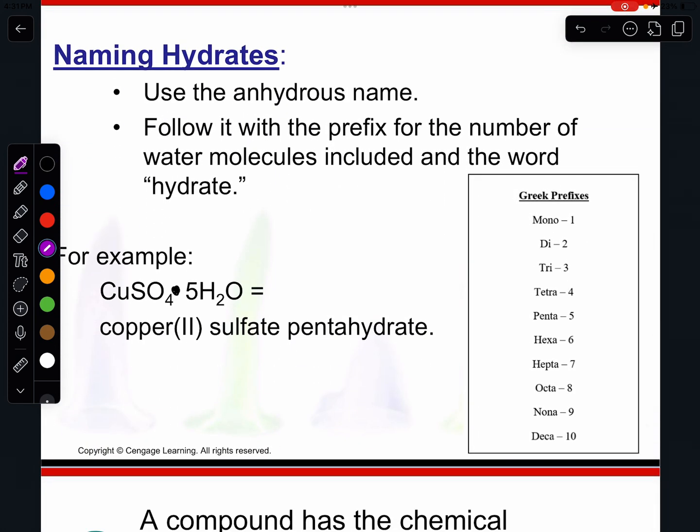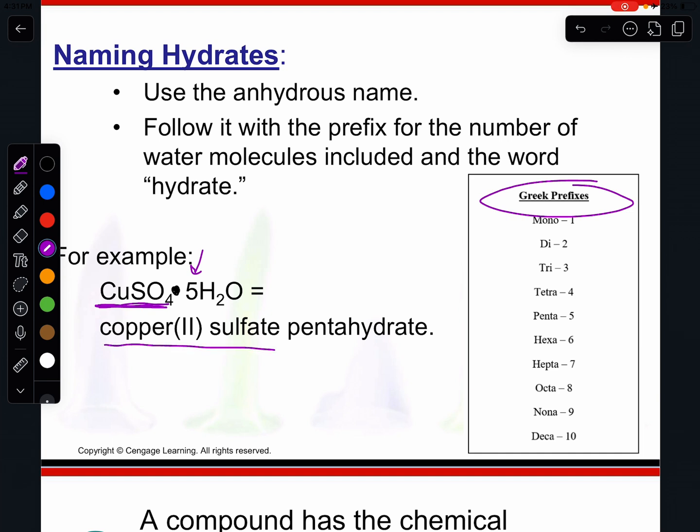So the naming is really not too difficult here. All you have to do is, again, name this ionic salt. So you'll have to use your polyatomic list. And then to name the water portion, you need to use the Greek prefixes that you will have access to. Okay, these are on your equation page. So it's kind of like a mixture of ionic and covalent or molecular naming.